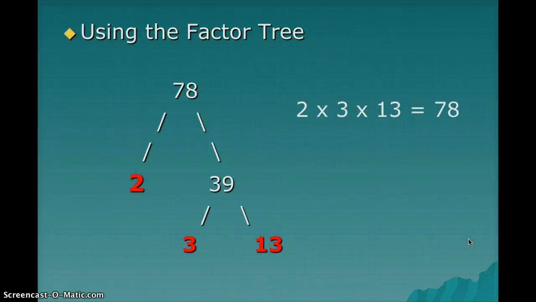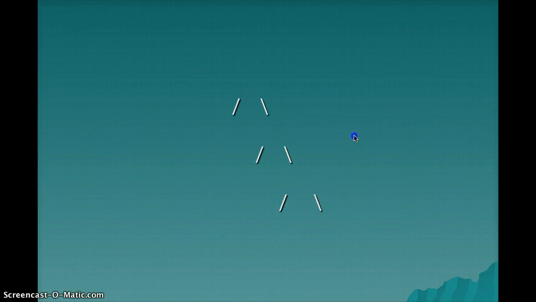So if we use a factor tree, you take the number you're looking at, 78, and break it apart into its factors, whatever ones you can think of. This one's even, so using my divisibility rule, I'm going to divide by 2. So 78 divided by 2 is 39. 2 is prime, so I'm finished with that one. 39 divided by 3 is another prime number, 13, and they are both prime. So we got a prime factorization of 2 times 3 times 13, which equals 78.